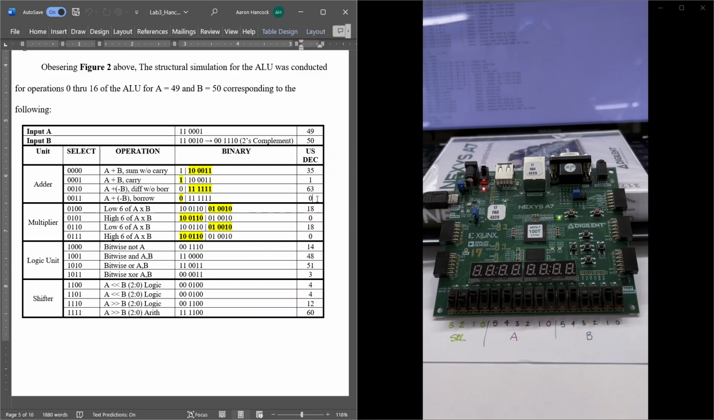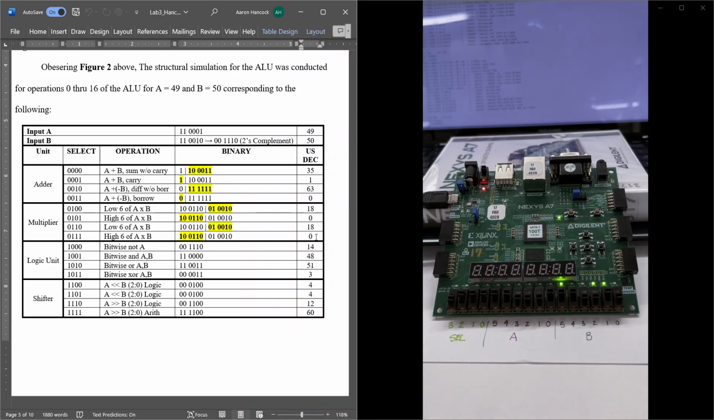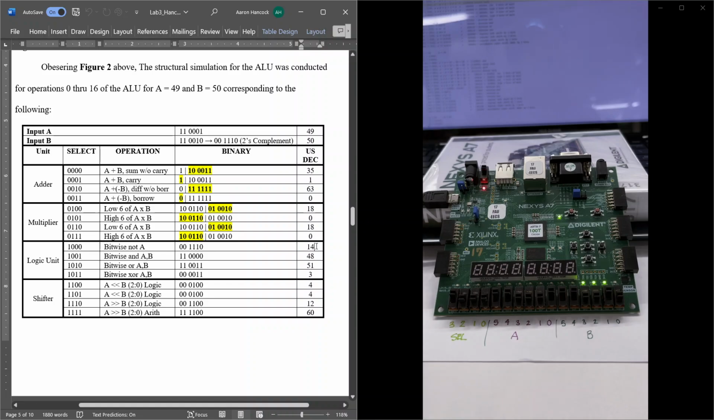For input 3, we have the borrow of A and B, which is 0. For input 4, we have the product of A times B, but the low 6 bits, and now the high 6 bits for input 5. Input 6 again is the low 6 bits. Input 7 is again the high 6 bits. Now we're shifting to input 8.